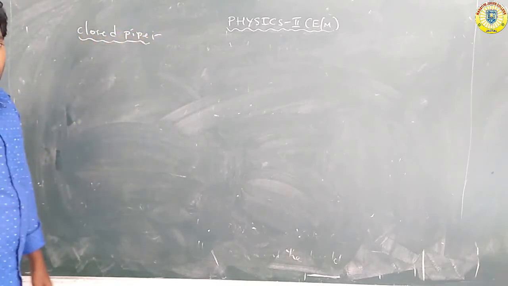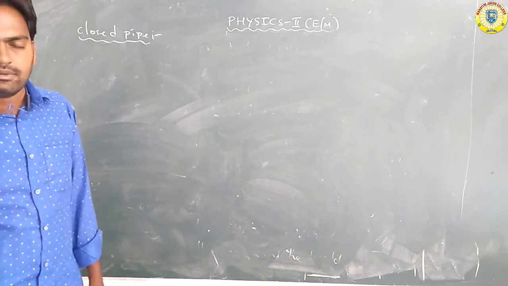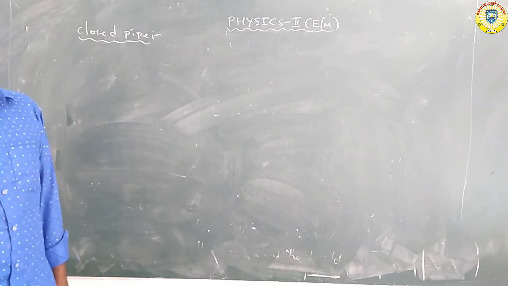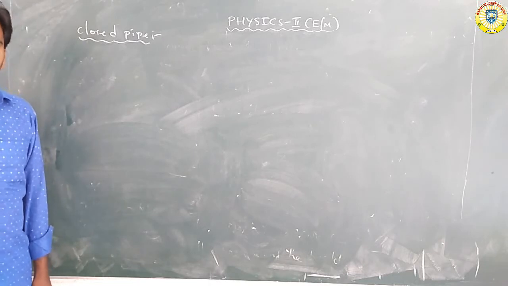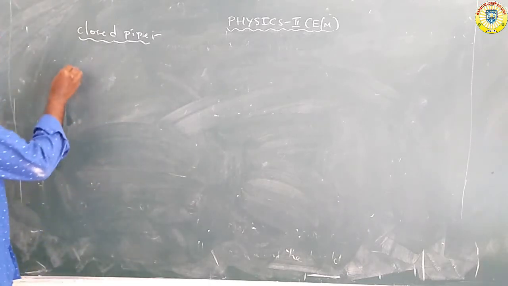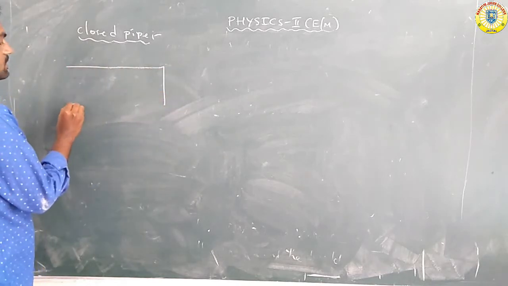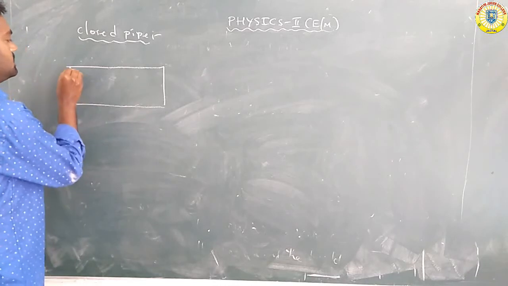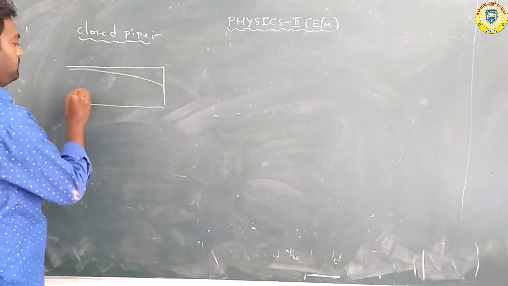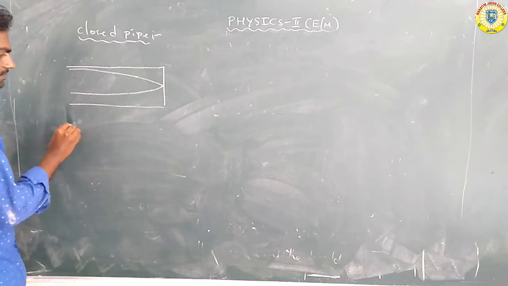So how are harmonics formed in a closed pipe, and derive the expression for the fundamental frequency or harmonics in a closed pipe. So first of all, what is a closed pipe? One side is open, another side is closed. So that is called a closed pipe.